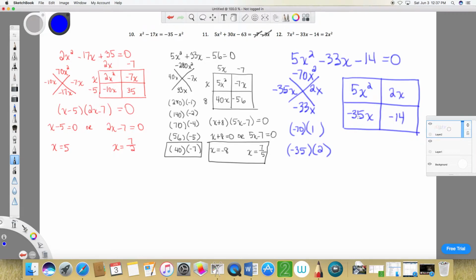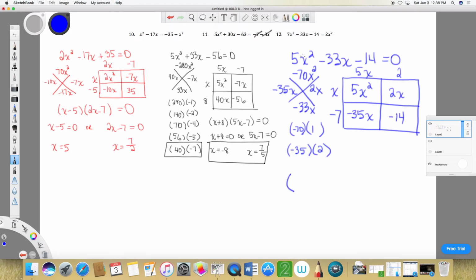All right, so if I look at the negative 35x and negative 14, the common factor they share is negative 7. If I look vertically here, they share a common factor of positive 2. If I look horizontally here, they share a factor of x, and vertically here, they share a common factor of 5x. So x times 5x gets us 5x squared. x times 2 is 2x. Negative 7 times 5x is negative 35x, and negative 7 times a positive 2 is a negative 14.